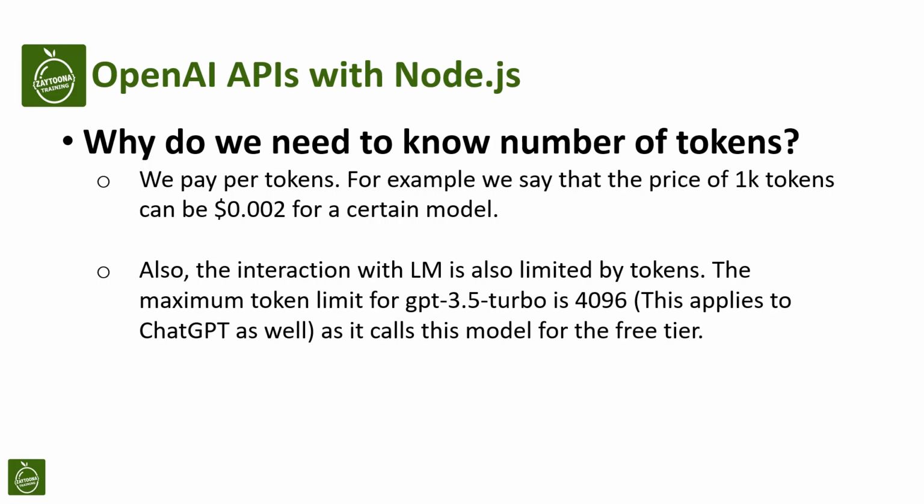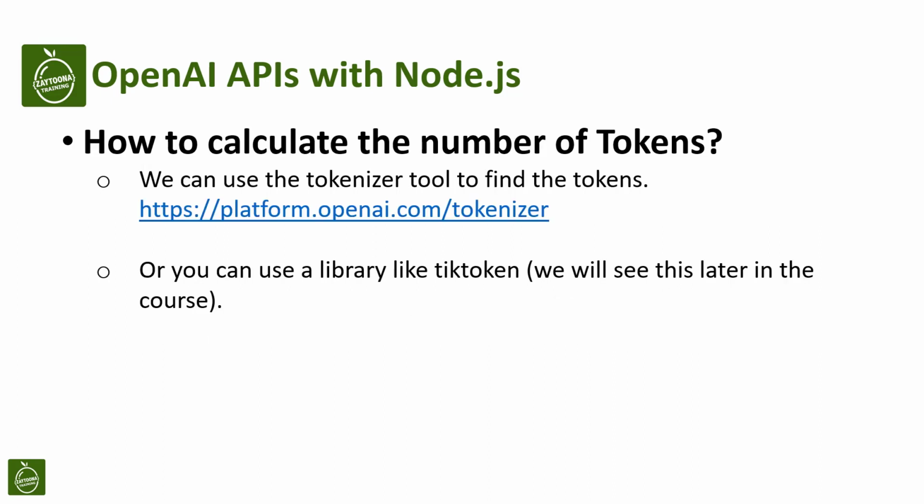Now, another reason why we need to know about tokens is that the interaction with the LLM is also limited by tokens. So when you send a request to ChatGPT or any of the GPT models, you are limited by a certain amount of tokens. GPT 3.5 Turbo has a limit of 4K tokens. When we say 4K limit, this means that the input and the output together should not be more than 4K.